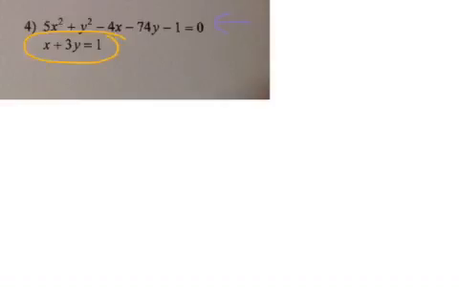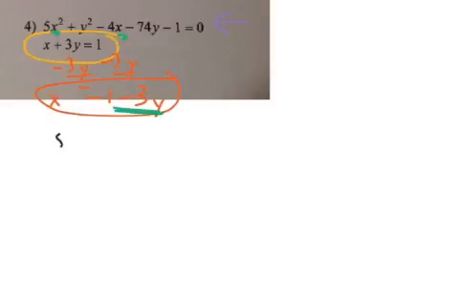So the first step is always to solve for either x or y, whichever frankly is easier to do. So hopefully you'll agree I'm going to minus 3y both sides, and x is going to equal 1 minus 3y. Now that I know x is 1 minus 3y, wherever I see an x, like right there and right there, I'm going to put in 1 minus 3y.